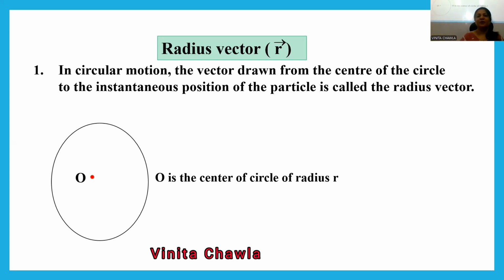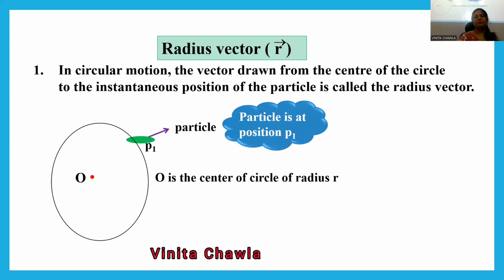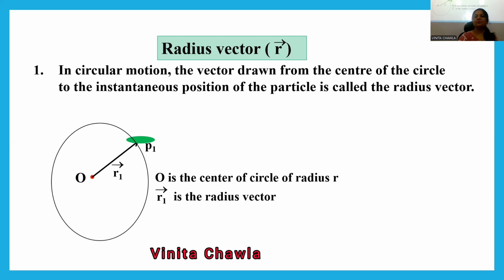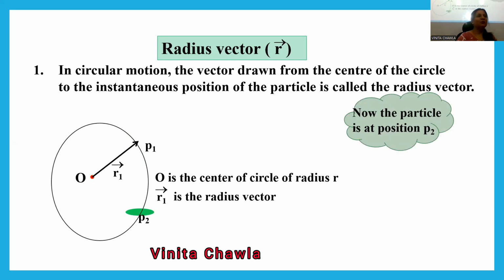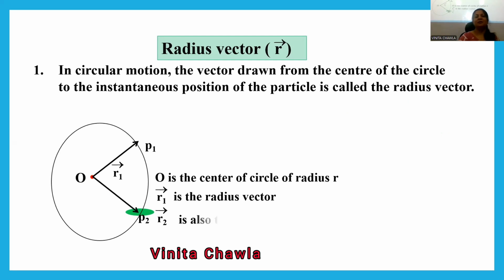It's called position vector. So O is the center of the circle of radius r, and this is the particle which is at position P1. Okay, and this particle is moving along the circumference of the circle, and this vector is called radius vector. So R1 is the radius vector. And if this particle goes to another point P2, the new position of the particle, then its position vector from the center of the circle is, let's say, R2. So R2 is also the radius vector, because we know that the radius is fixed.